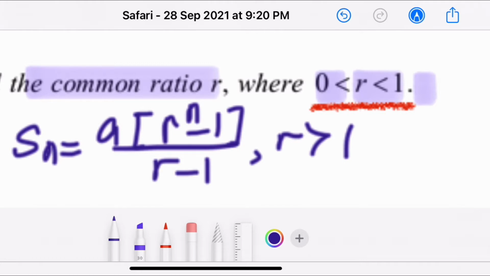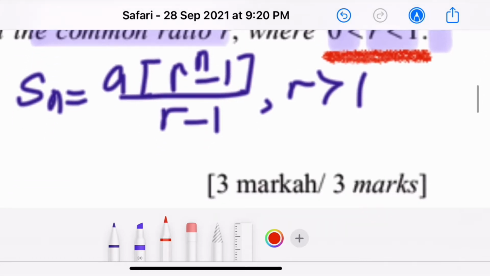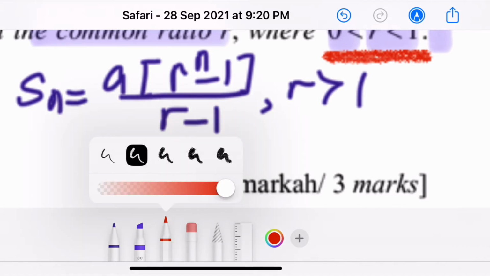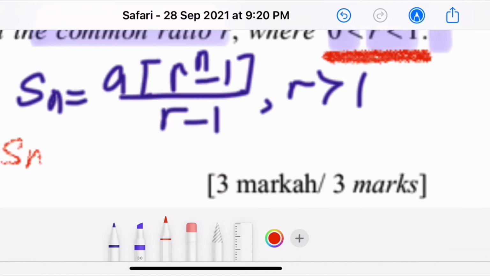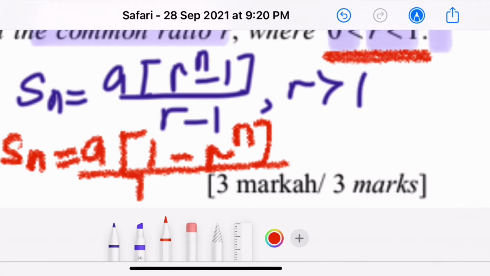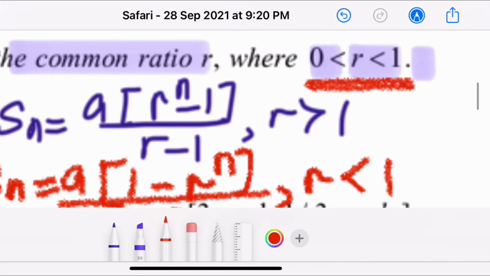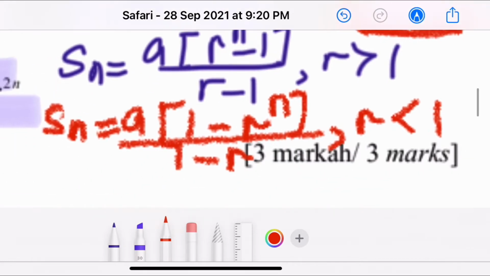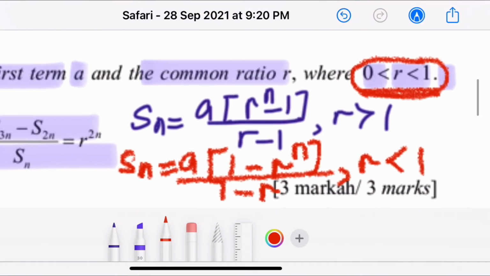For the case here, we have to use the other formula, which is actually equivalent: Sn is equal to a, almost the same, but the 1 must come first, 1 minus r^n over 1 minus r. This one is meant for r less than 1, which fulfills the condition here. So we are going to use this formula to prove.